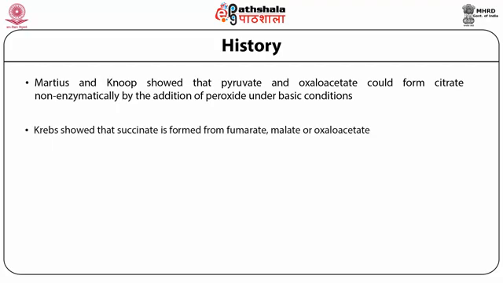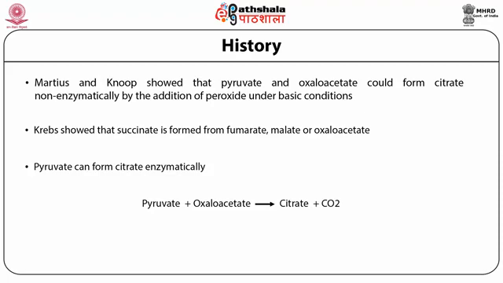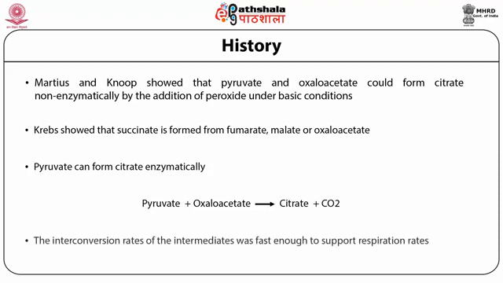Krebs showed that succinate is formed from fumarate, malate, or oxaloacetate. This is interesting since it was shown that the other way worked as well. As shown in the reaction, pyruvate can form citrate enzymatically. The interconversion rate of the intermediates was fast enough to support the respiration rate.